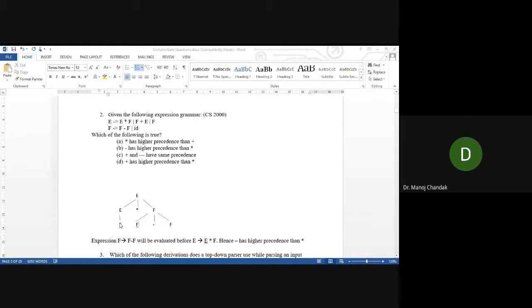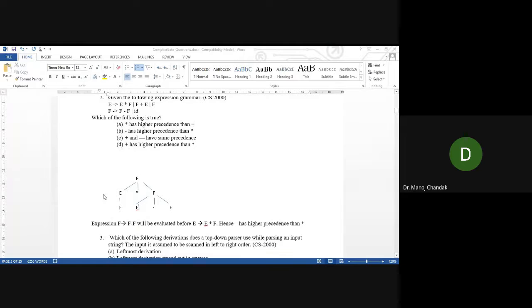E derives to E star F. Okay. And what does F derive to? F derives to F minus F. Okay. And what does E derive to? E derives to F. Okay. So maybe you can see here that when you start the evaluation, this star will come later. Always the evaluation will be in a bottom-up manner. So this F minus F will be evaluated first. Hence, minus will have higher precedence than asterisk. This you remember. So sometimes you may find this in brackets. Brackets will have the highest precedence. Okay.